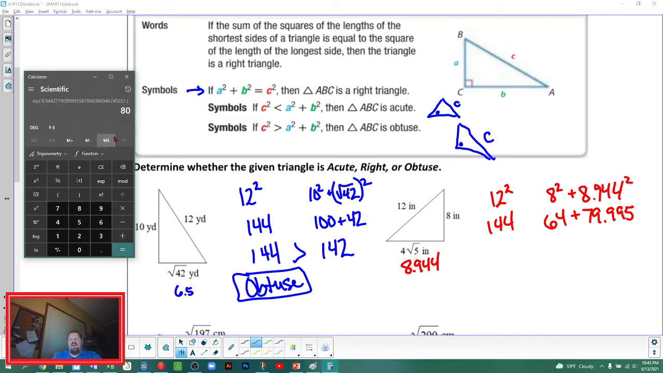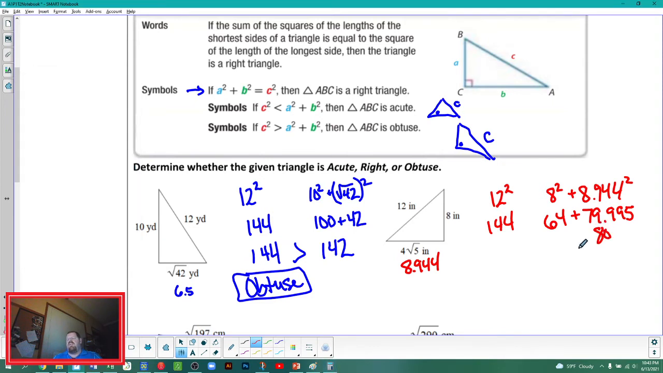And then square it, I do actually get 80. So this does actually round up to 80, making, when I add these, making them equal 144. And since this side is also 144, those two are equal. This is a right triangle.